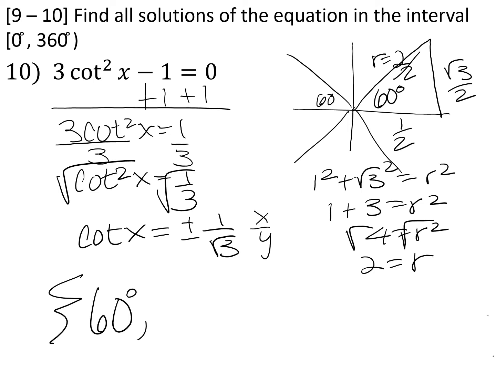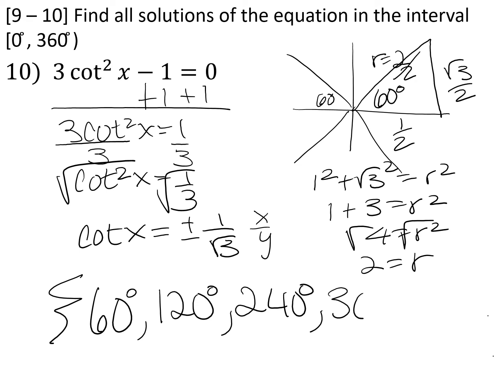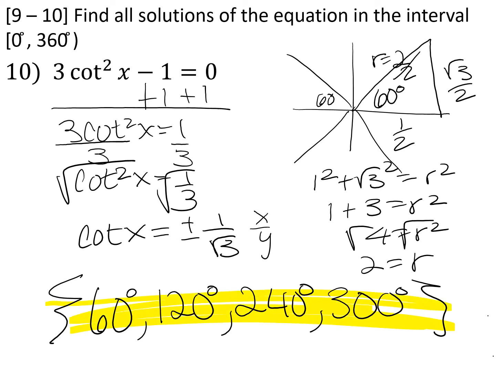180 minus 60 is 120. 180 plus 60 is 240. And then 360 minus 60 is 300 degrees. Okay, highlight that. Okay, next one.